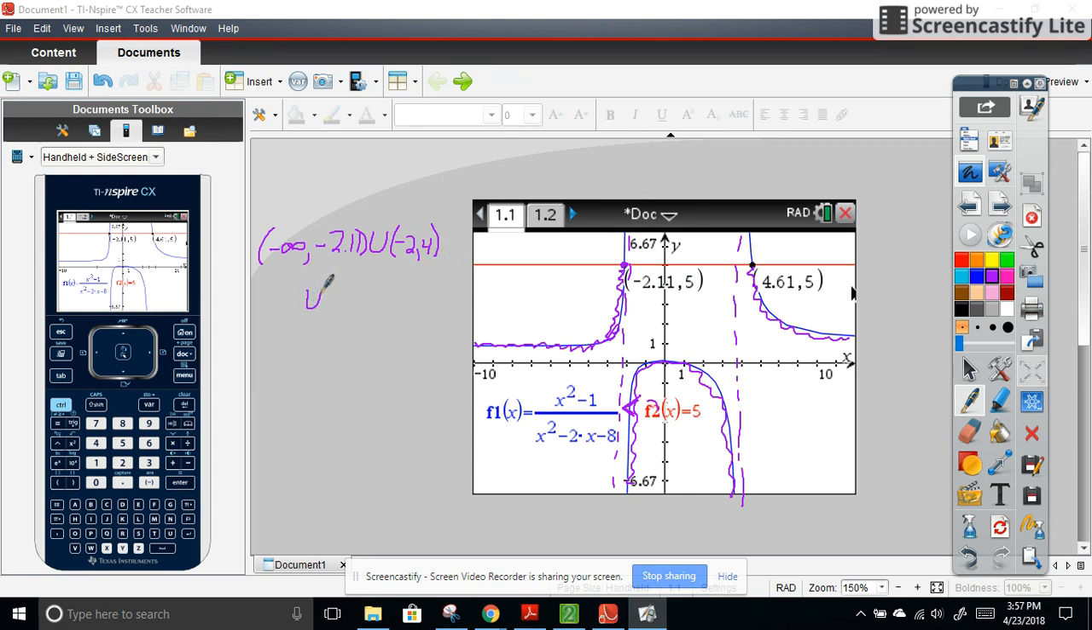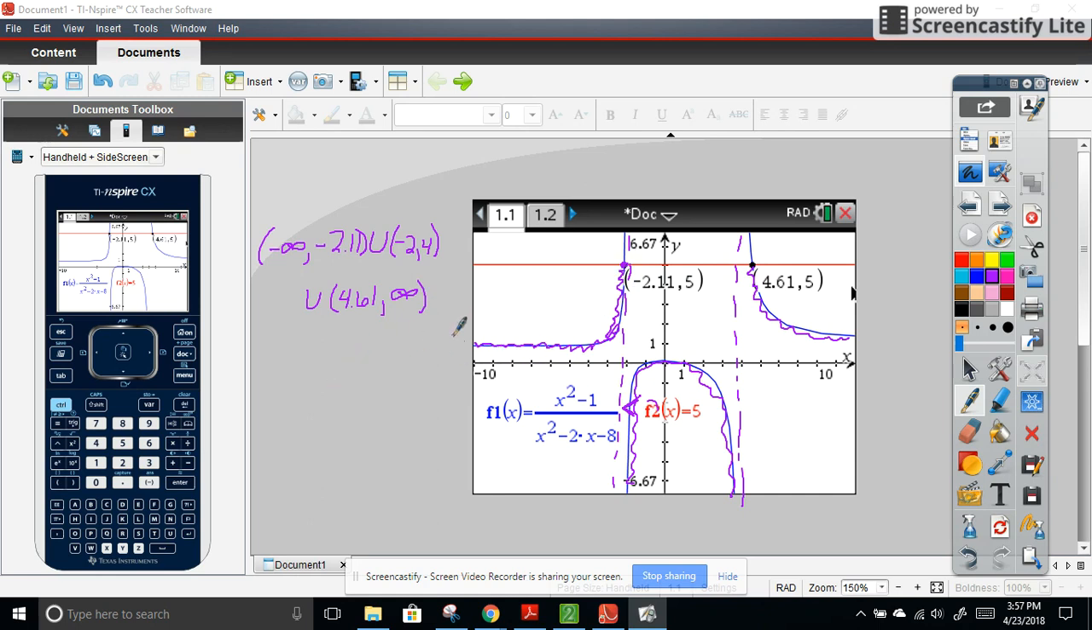And then we're going to union that with, pick back up on the other side of the line, but not until we get to 4.61. And then that goes on to infinity. Okay, so we've got 3 pieces.